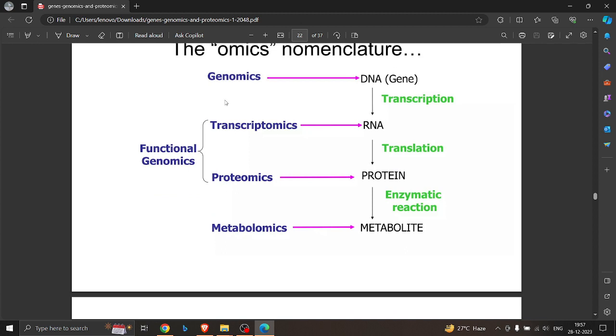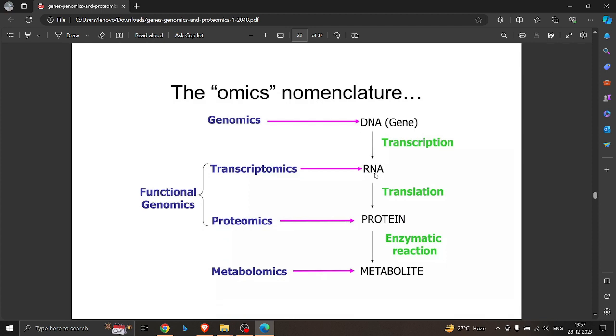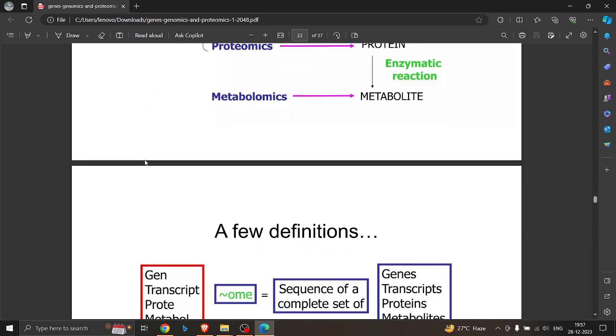So if you see here genomics, the omics nomenclature, genomics and proteomics, what we are talking about is called the omics nomenclature. Genomics is DNA, gene, transcription; transcriptomics is RNA, which includes proteomics, that is the protein translation process, and metabolomics, that is metabolites. So transcriptomics and proteomics are the functional genomics. Genomics is DNA, that is the transcription.